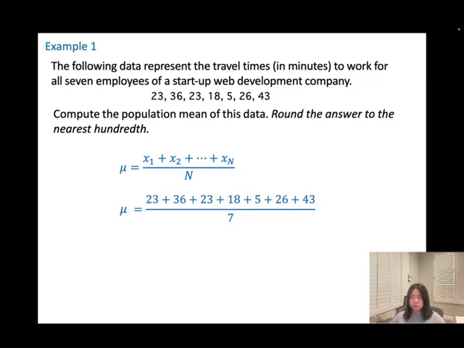Okay, use your calculator. You should get 174 divided by 7, and that will be equal to 24.857. And we want the answer to the nearest hundredth. Okay, the hundredth place is going to be here. So we're going to add 1. So that will be 24.86. Make sure to include your unit for the final answer. Okay, this is talking about minutes.